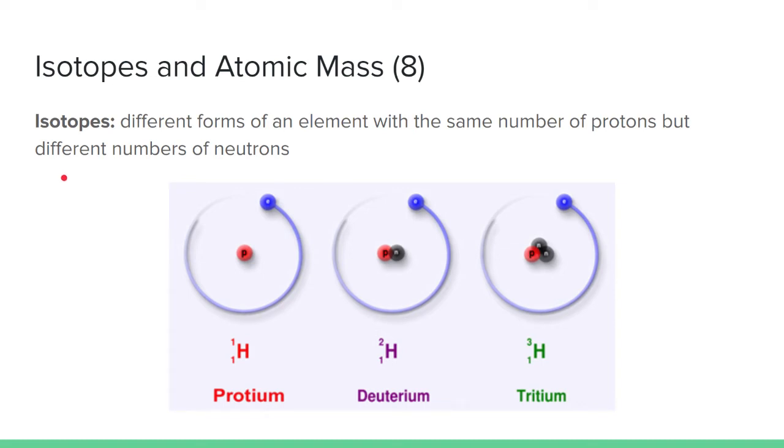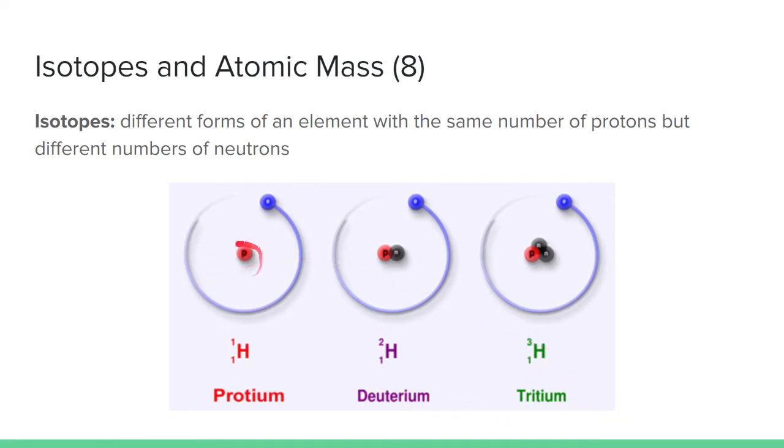Today we're going to talk about the difference between isotopes of an element and the effect that that has on the atomic mass of that element. Isotopes are different forms of an element with the same number of protons but different numbers of neutrons. For hydrogen, there are three stable isotopes of hydrogen: protium, deuterium, and tritium.